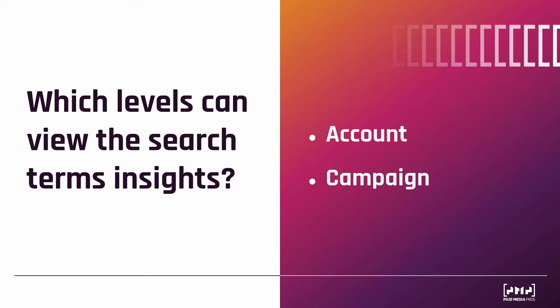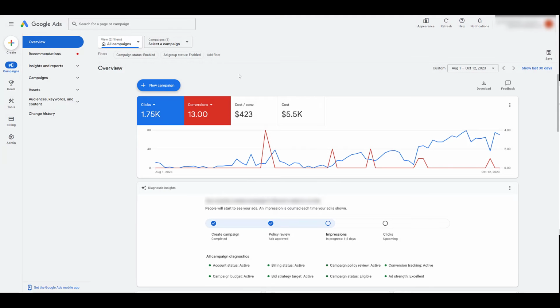So now we can hop into Google Ads, and I'm going to show you where this report lives if you're using the newer interface. I'm in the main overview section within the new Google Ads user interface. To find Search Term Insights, you need to head to Insights and Reports. If you're still using the original interface, your account should still have an Insights section within your navigation.